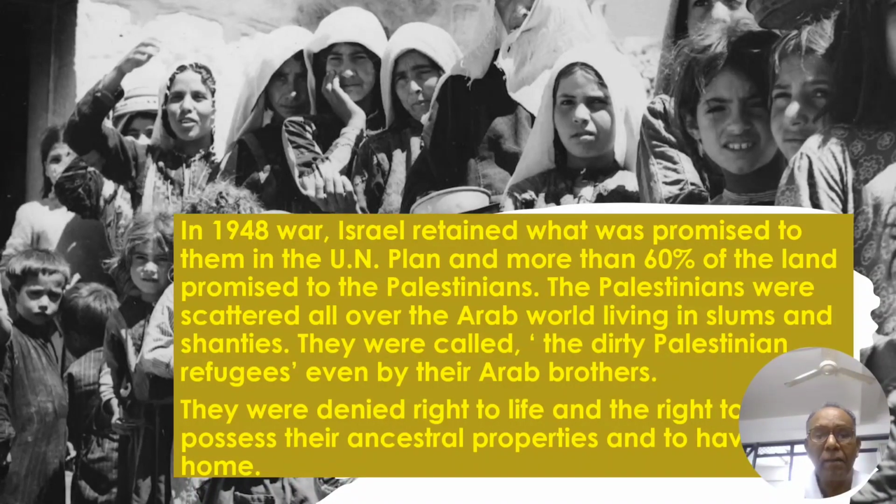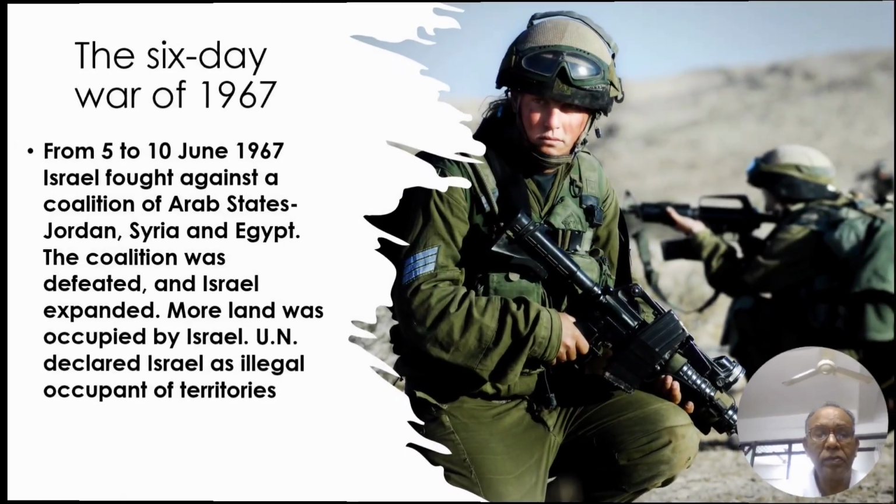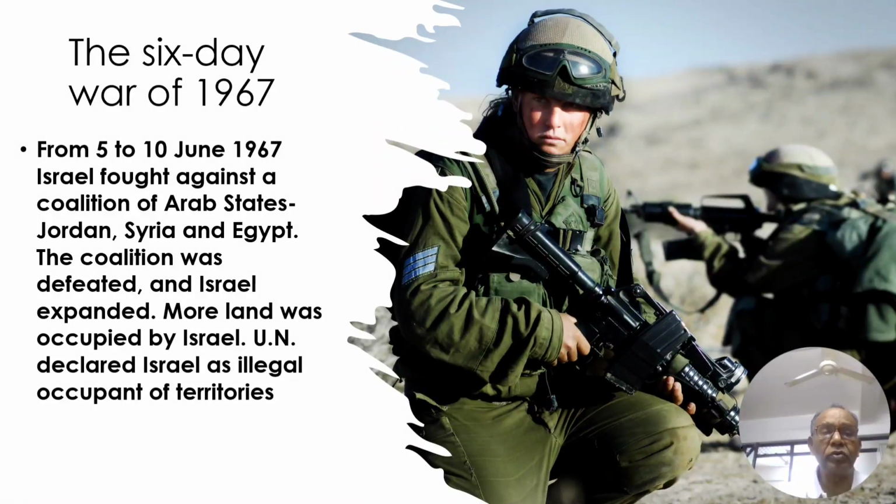The Six-Day War of 1967. From 5th to 10th June 1967, Israel fought against a coalition of Arab states, Jordan, Syria, Egypt. The coalition was defeated and Israel expanded. More land was occupied by Israel. The UN declared Israel an illegal occupant of territories, but Israel did not give in.